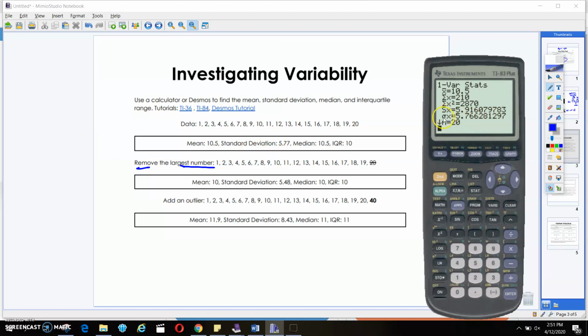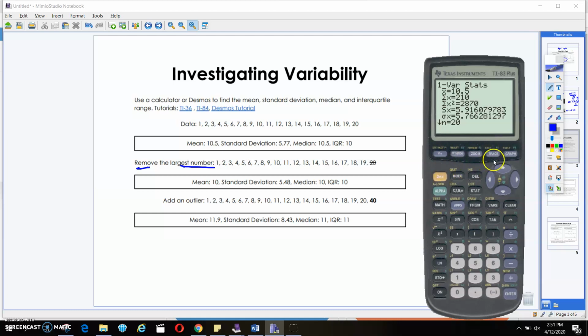Standard deviation is represented by this sigma x right here. I know that symbol's a little weird, but that's a lowercase sigma. You're going to use that as your standard deviation. This tells you the number of numbers, which is 20 terms in this list. It tells you the minimum, your Q1, your median, your Q3, and your max.